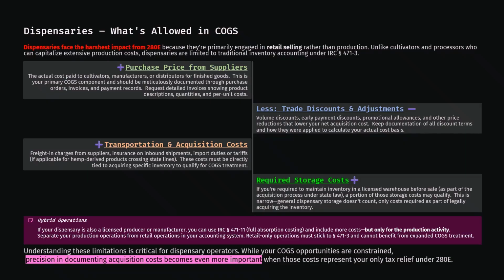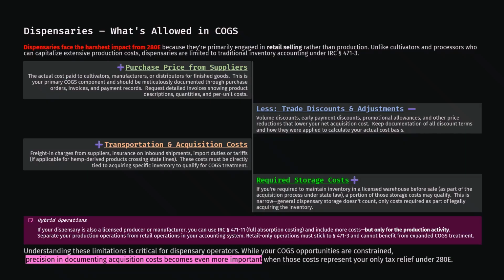You've got your purchase price. This is the price that you pay when you buy product from a licensed grower, manufacturer, or distributor. So if you paid $1,800 for a pound of flower, that's your base COGS. Then you have to reduce COGS by any trade discounts. If you received a bulk discount or early pay credit, this amount actually reduces your COGS. The IRS wants to see net pricing.